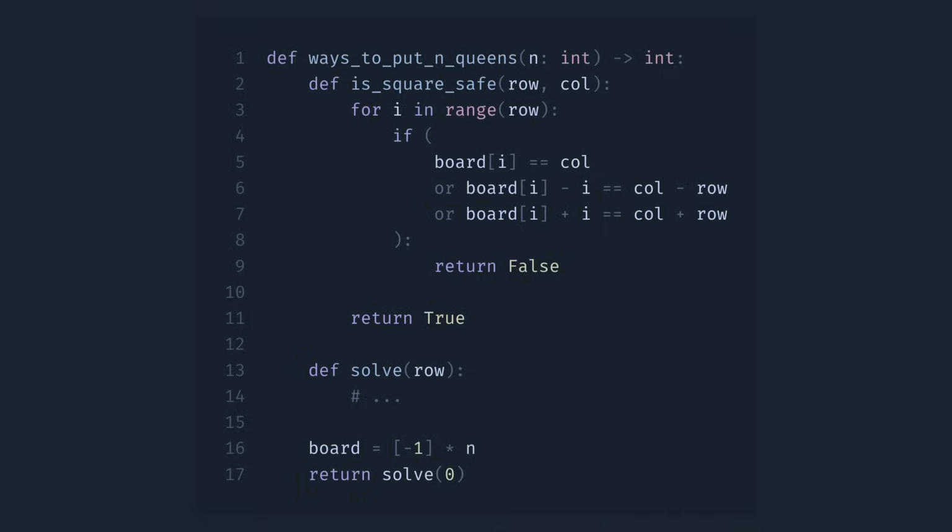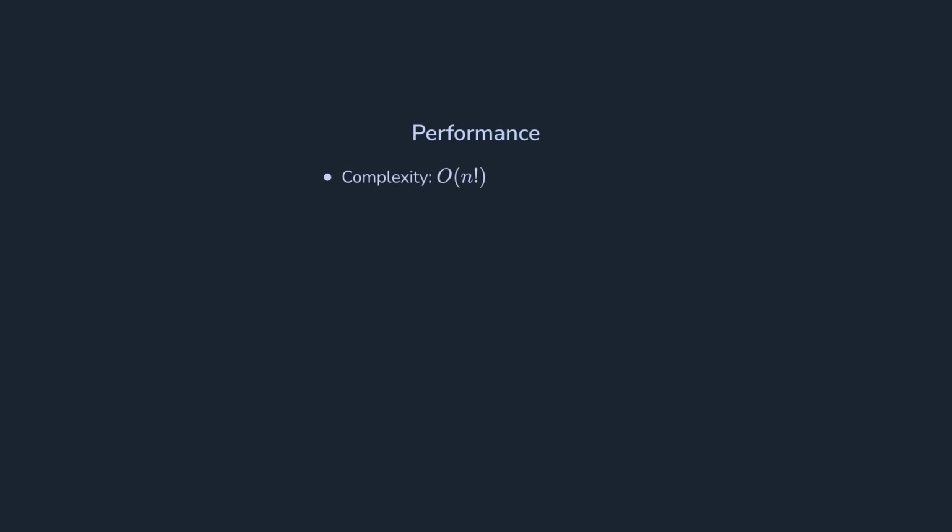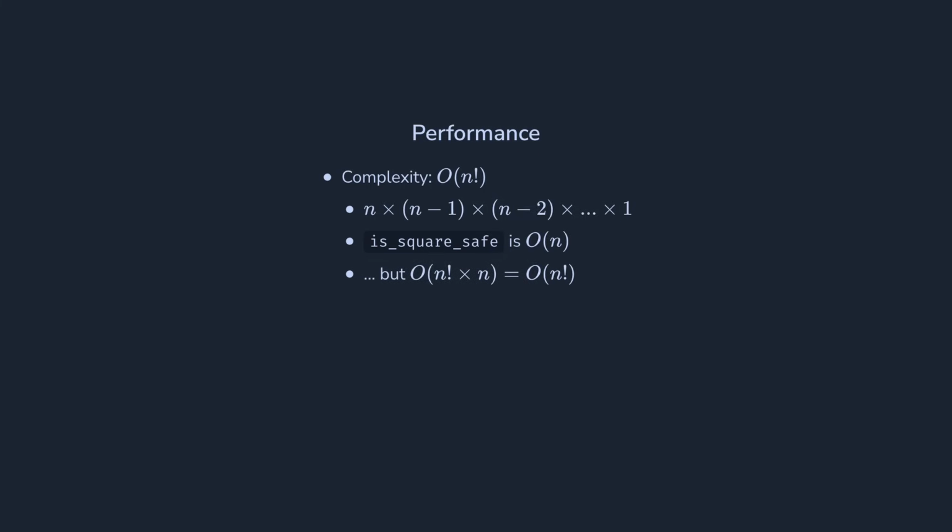Okay, so the time complexity of this solution is big O of n factorial, because on each step of recursion, we will have to check every possible placement, which is reducing by 1 on each step. So it will be n times n-1 times n-2, etc. until 1. And for every step, we will also call the is square safe function, which is big O of n itself. But for theoretical big O analysis, it's getting absorbed by the factorial. Obviously, it will be our first optimization target.